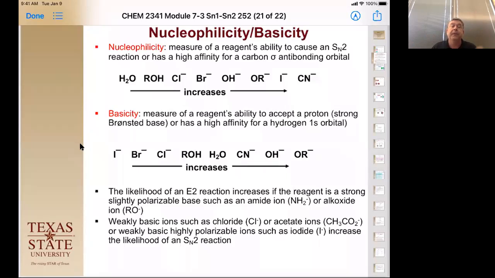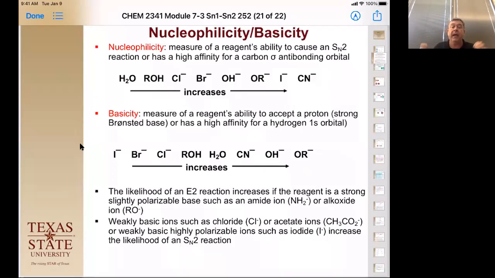Okay, so that means that nucleophilicity and basicity are different. Nucleophilicity is a kinetic property. Basicity is a thermodynamic property because it's in equilibrium. Okay, so taking that into mind, we can actually increase the rate of E2 reactions by using really strong bases. Okay, the amide ion is stronger than the alkoxide ion. And when you have those really strong bases like that, you are going to increase the amount of E2 product.